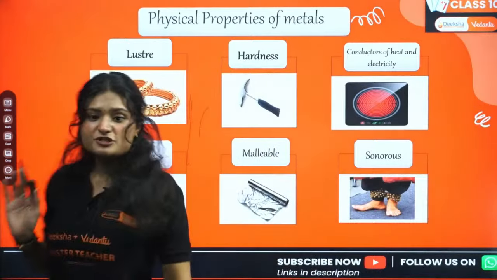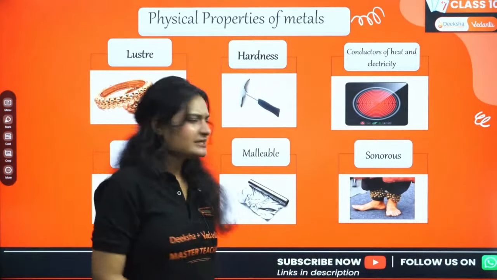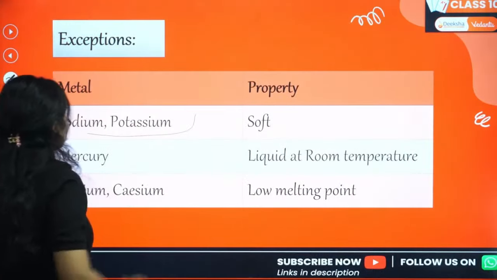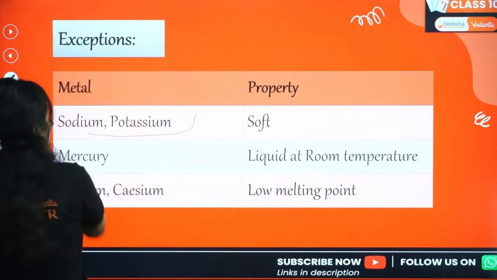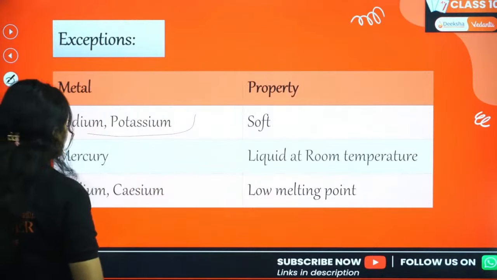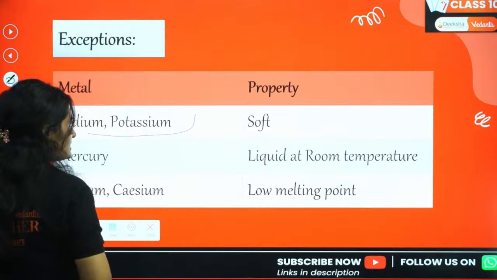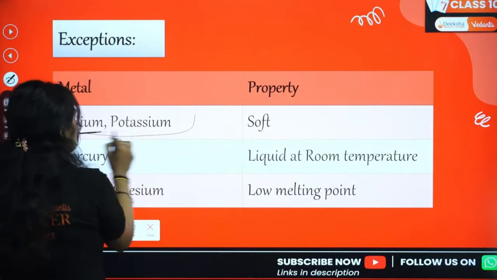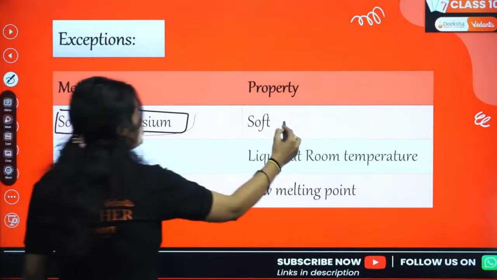There are some exceptions to it though. Okay, what are those exceptions? Let's talk about them. Okay, sodium and potassium. Metals are supposed to be really hard, right? But sodium and potassium are metals that are really soft. Sodium and potassium are metals, yet they are really soft.